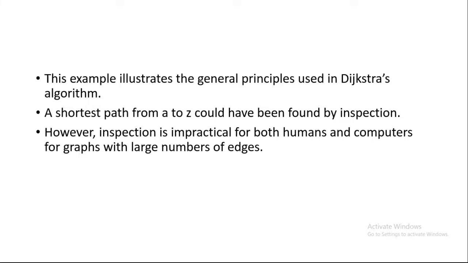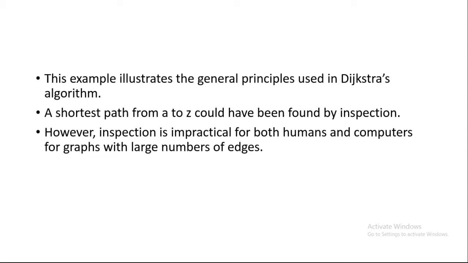Understood? So this example illustrates the general principles used in Dijkstra's algorithm. Okay, we are not using the Dijkstra algorithm in this example. We are saying how this algorithm works. So what principles are used in Dijkstra's algorithm? We have seen all these principles, and a shortest path from A to Z could have been found by inspection only. You can see it by this graph only.